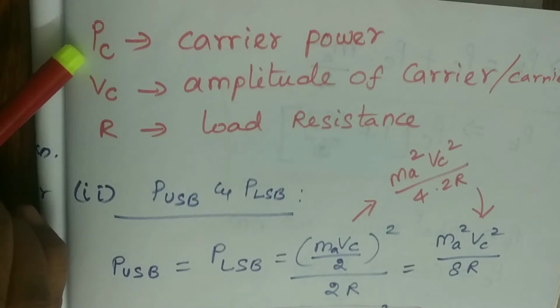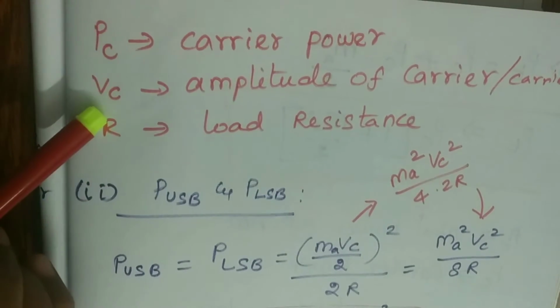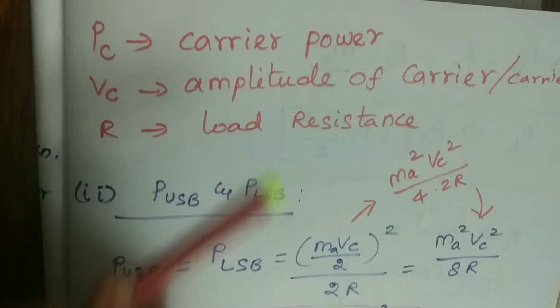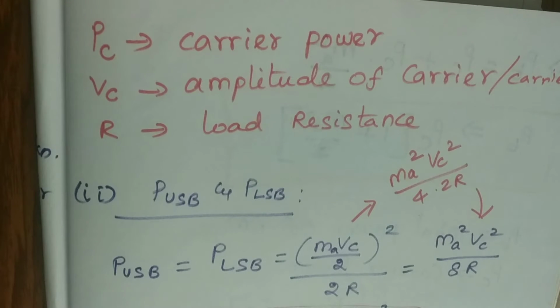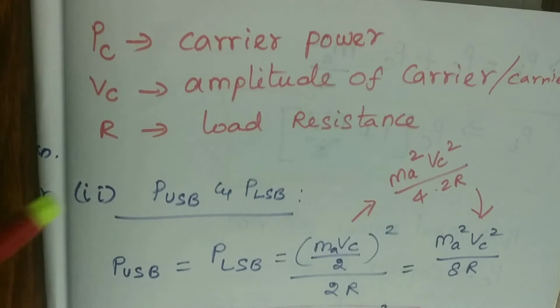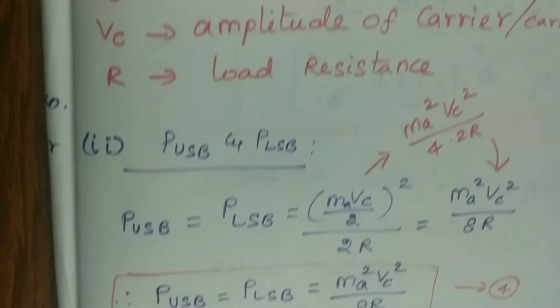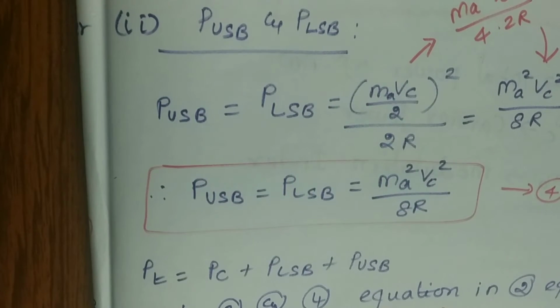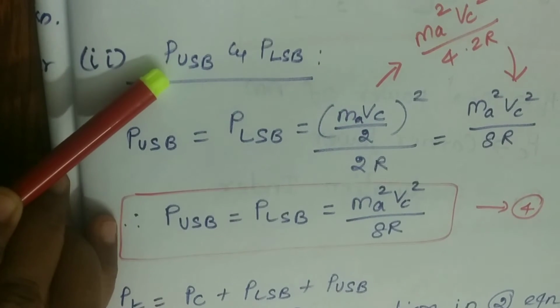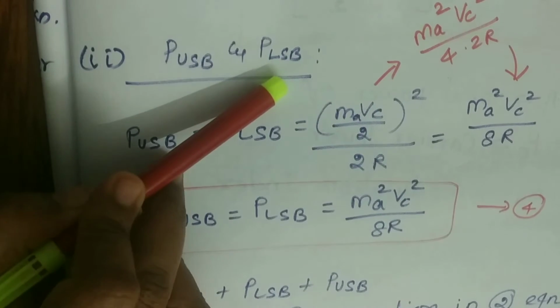Then PC is carrier power, VC is the amplitude of the carrier signal, and R is the load resistance. In that expression, VC is the amplitude of the carrier, R is the load resistance. Then we derive the power expression for lower sideband and upper sideband.